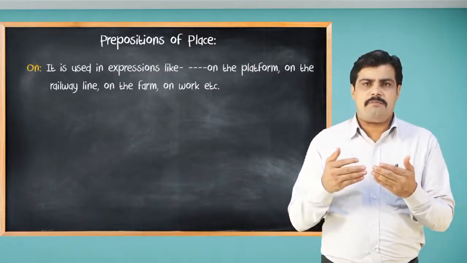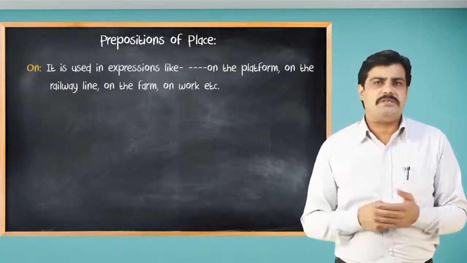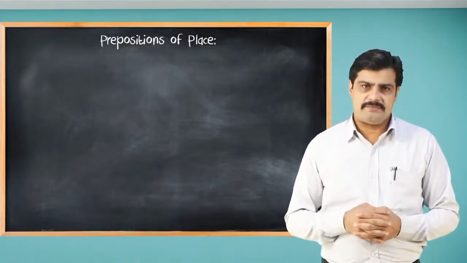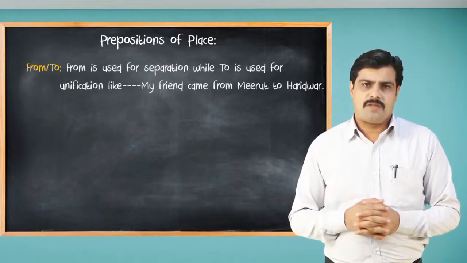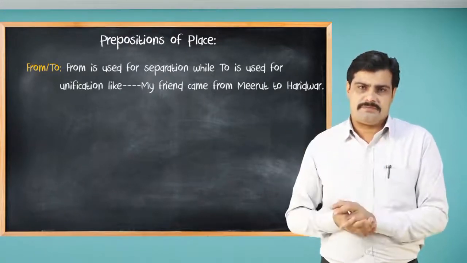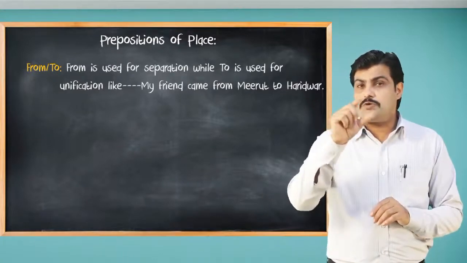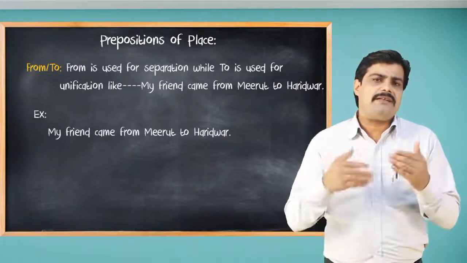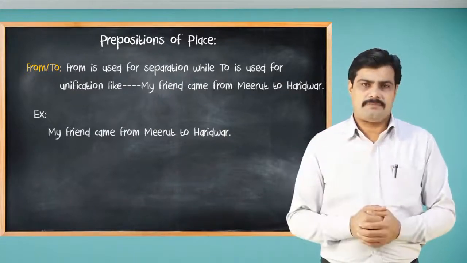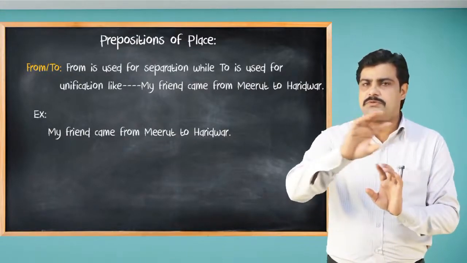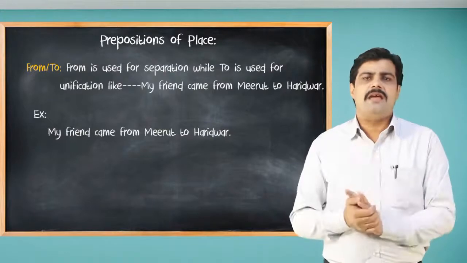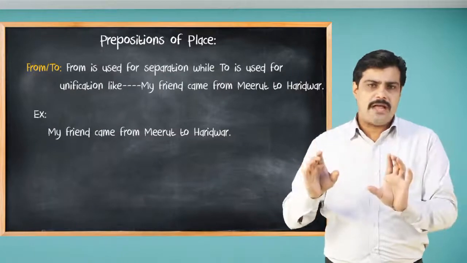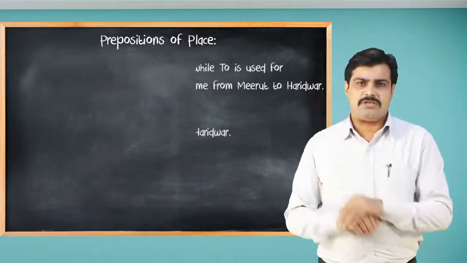Now here are some prepositions, especially two prepositions are very much important, which are used for travel and movement. The first one is from. From is used for separation, while the another preposition to is used for unification. For example, the sentence you see, my friend came from Meerut to Haridwar. Now the preposition from is used to separate my friend from Meerut and to connect him to Haridwar. So from is used for separation and to is used for unification.